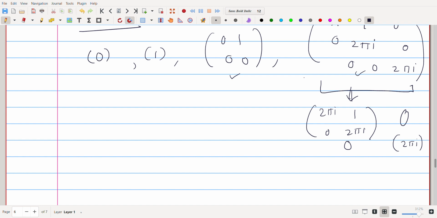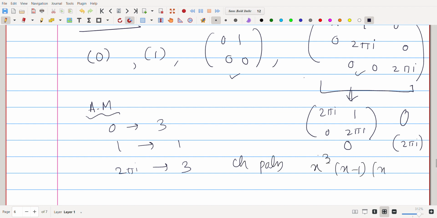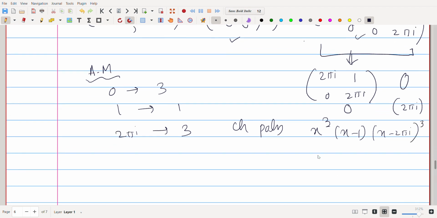Now you can just use the properties. So what are the properties? First of all, what are the eigenvalues? What are the algebraic multiplicities of the eigenvalues? For 0, the algebraic multiplicity is 3. Here is 1, here is 2. For 1, the algebraic multiplicity is 1. For 2 pi i, the algebraic multiplicity is 3. So that means the characteristic polynomial is x cubed times (x minus 1) times (x minus 2 pi i) cubed. Hence the first one is correct.